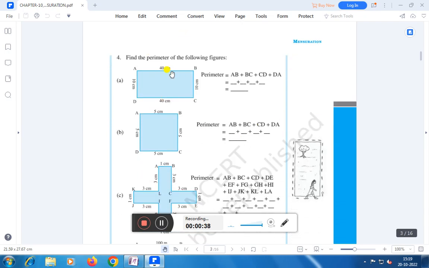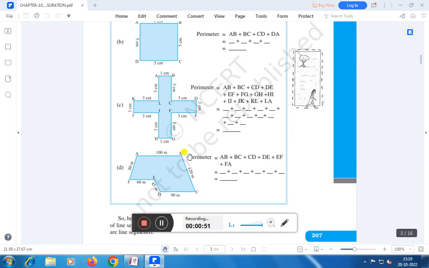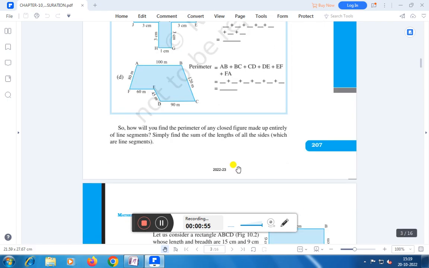Now, suppose in this figure, what is the perimeter of the following figures? Sum of all the sides, that is this plus this plus this plus this. Here also, the sum of all the sides. In this figure, the sum of all the sides is the perimeter of this figure, right? And in this figure also, the sum of all the sides is the perimeter of this figure, right?